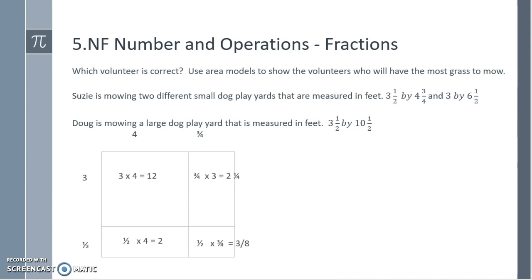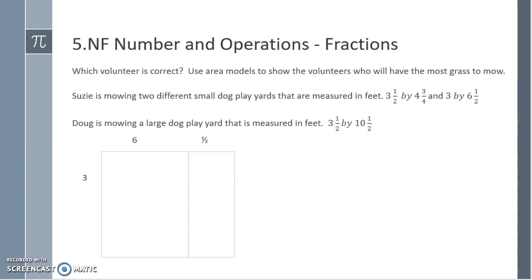So we'll start with 3 times 4 is 12. 3 copies of 3/4 is 2 1/4. Half of 4 is 2, and half times 3/4 is 3/8. Then we can add all of our pieces, 12 plus 2 plus 2 1/4 plus 3/8, using our rules of fractions, and we'll end up with 16 5/8 square feet.